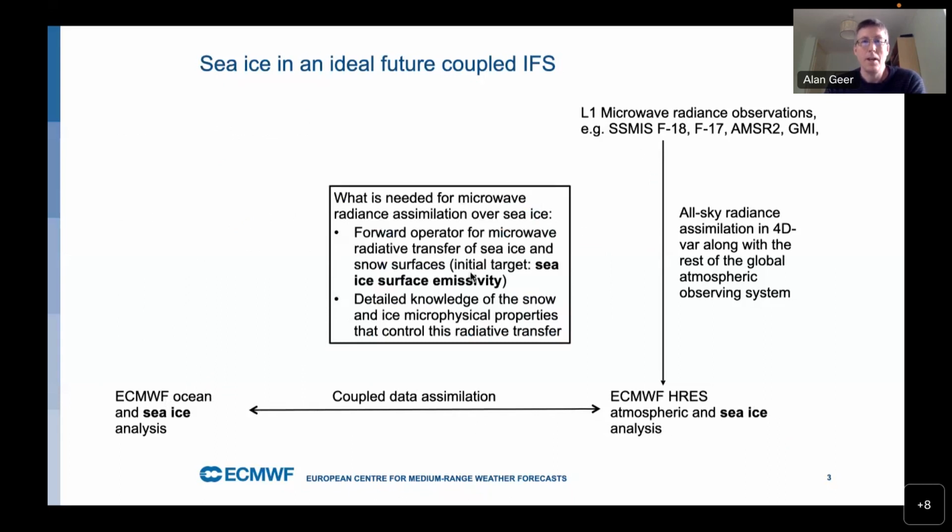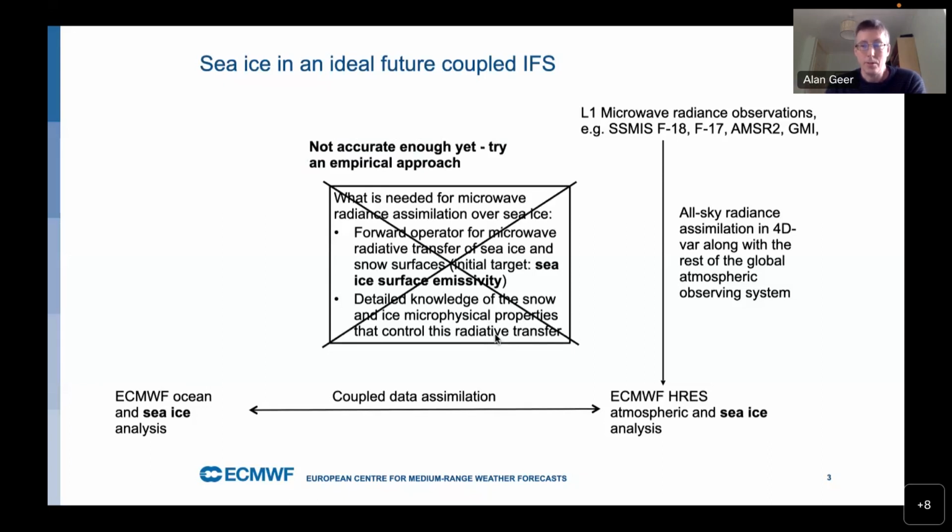And what we need there is a forward operator for microwave radiative transfer over sea ice and snow surfaces. And that's simplified slightly in this work to representing the sea ice surface emissivity. But that sea ice surface emissivity is a very difficult problem because it's so variable in time and space, and it depends very strongly on the snow and the ice microphysical properties, and many other aspects of the snow, the sea ice and the snowpack, like the age of the sea ice or the wetness of the snow and so on. Now, we don't actually have those things available, which is why there's no physical data assimilation of the microwave radiances over sea ice at the moment.